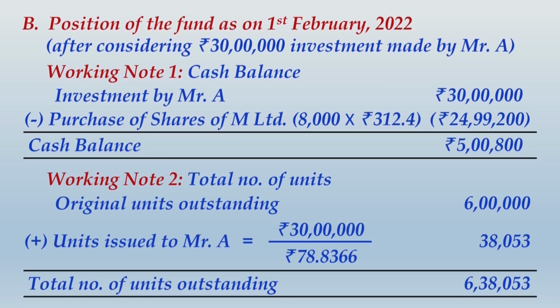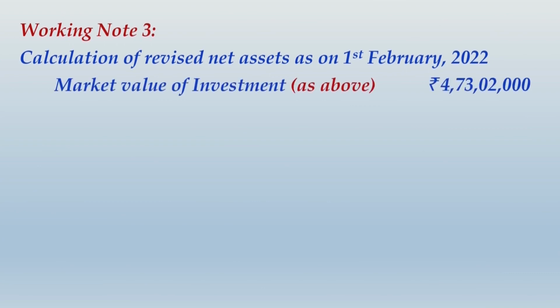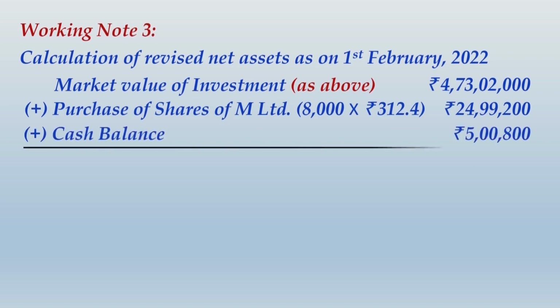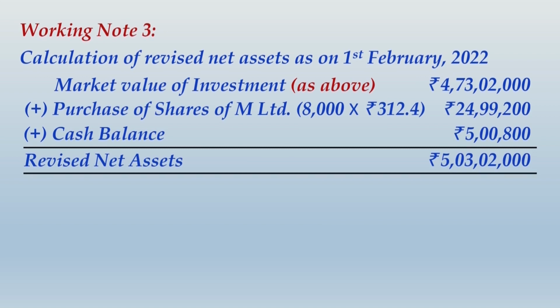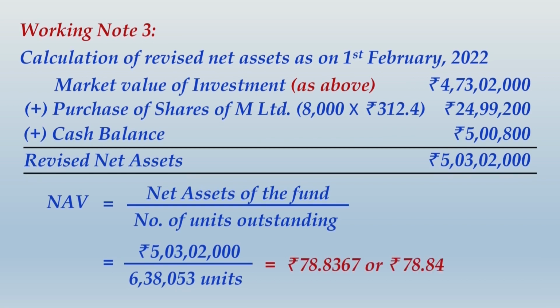Alright friends, once we have completed writing this working, let us move ahead, and now we compute the revised net assets on 1st February 2022. So market value of investment as shown above was 4 crore 73 lakh 2000. Additional shares that were purchased, just add that to the existing market value and add the cash balance. Your revised net assets balance will be rupees 5 crore 3 lakh 2000, and NAV for each unit will be this revised value divided by the revised number of units, and that comes to still rupees 78.84 per unit.